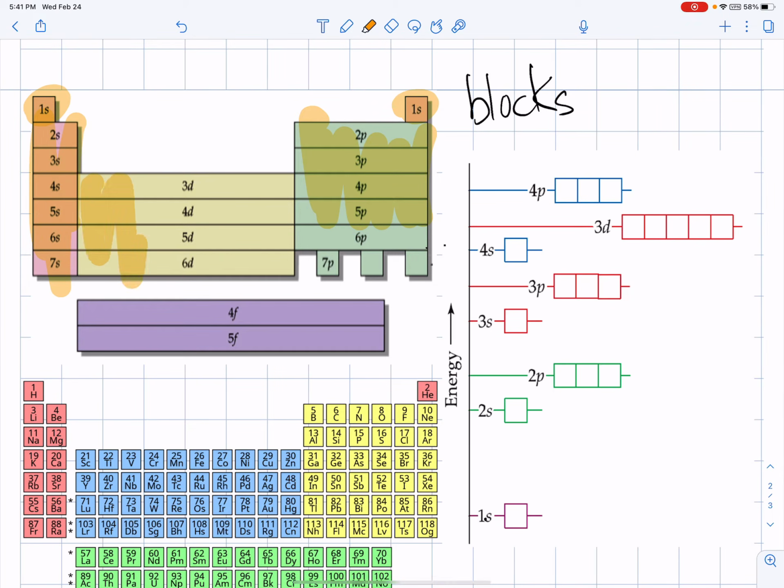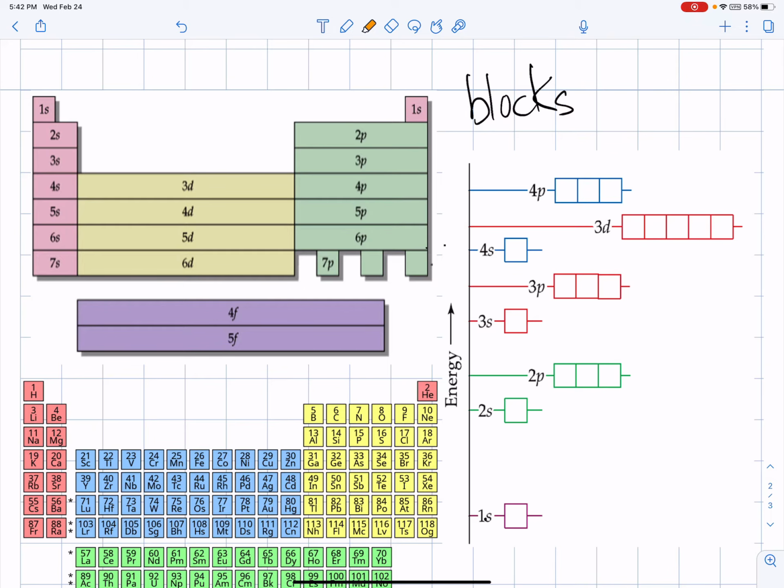The transition metals, the middle section, there are 10 elements in each row. Those represent the D block: S, P, D. And then the section at the bottom of the table, there are 14 elements in each row of that section. That's the F block of the periodic table. So S, P, D, and F, the different blocks on the periodic table.